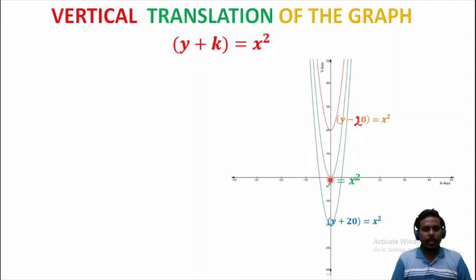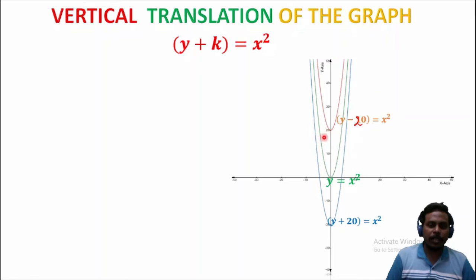This is the basic graph, and when I am substituting minus 20, the same graph is shifted upwards, and if I am substituting 20 here, the same graph is shifted downwards. That means the graph is getting translated on a vertical axis, or the movement is vertical. That's why the name vertical translation is being given.